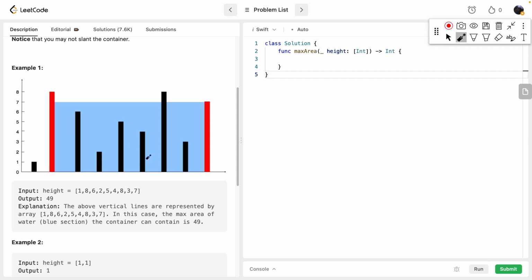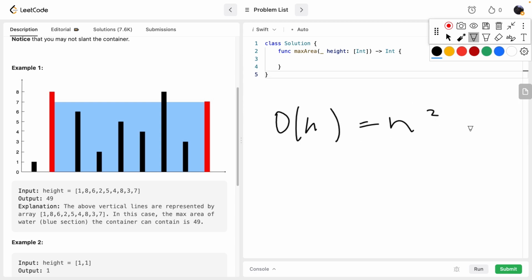How to actually solve this problem? So the brute force here would be to try all possible lines. So we would have two for cycles, and we would just go and try each combination of lines and calculate the amount of water between them and just update the variable called max amount of water. So this solution would take O of n squared. So for a brute force solution, it's not that good. And I think there is a better solution.